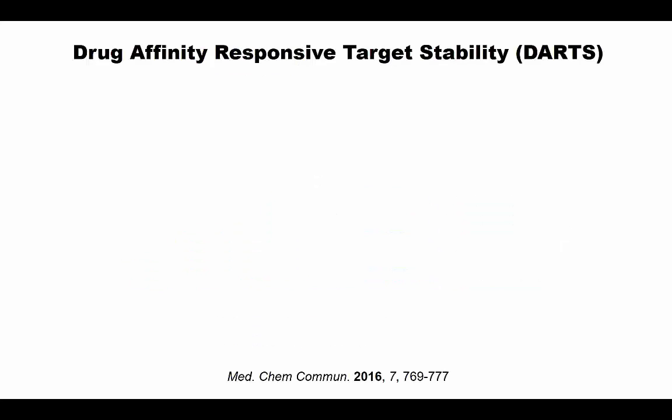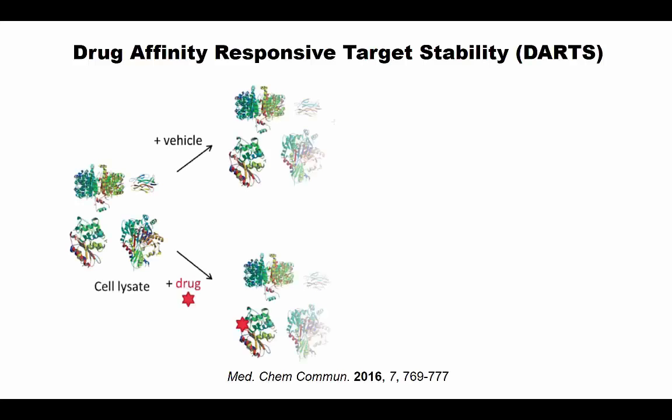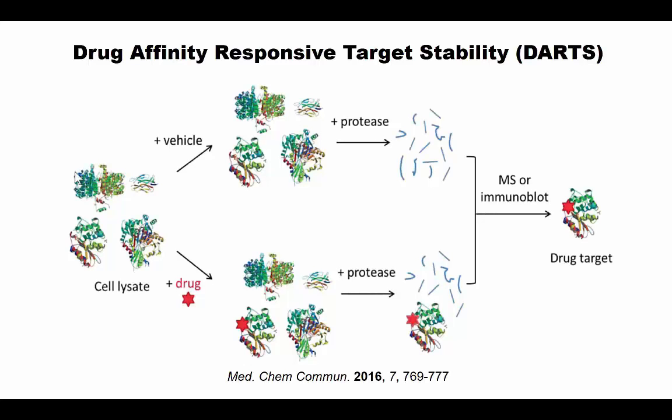Another interesting technique for target ID is drug affinity responsive target stability. If you have just a cell extract and you don't add any molecule, then you add a protease, which is an enzyme that breaks down proteins. Then it makes slices of those proteins, and you can analyze that by mass spec.